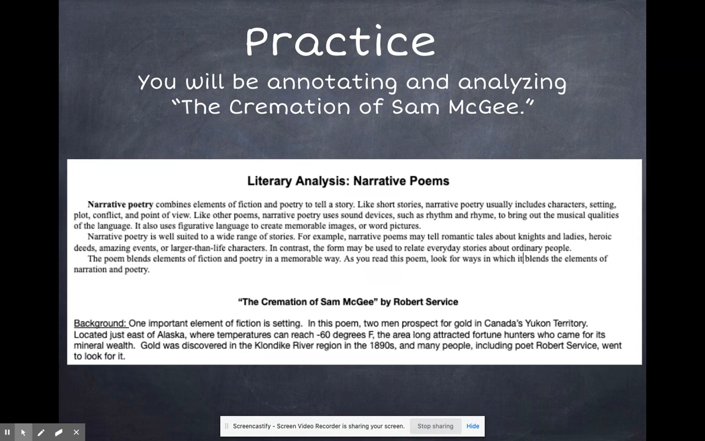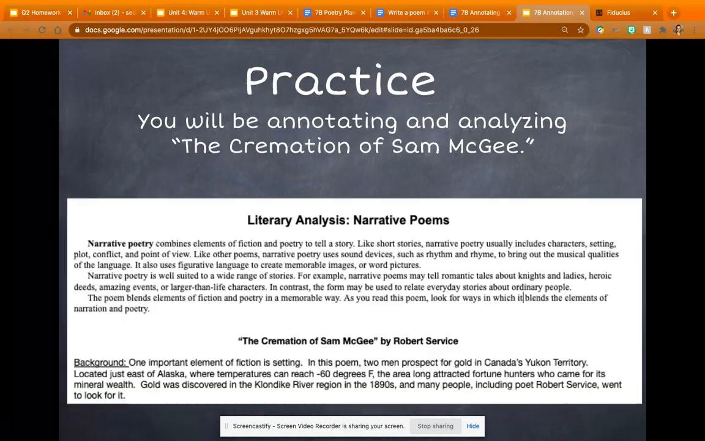In this poem, two men prospect for gold in Canada's Yukon Territory. Located just east of Alaska, where temperatures can reach negative 60 degrees Fahrenheit, the area long attracted fortune hunters who came for its mineral wealth. Gold was discovered in the Klondike River region in the 1890s, and many people, including poet Robert Service, went to look for it. So, a little bit of background for you.